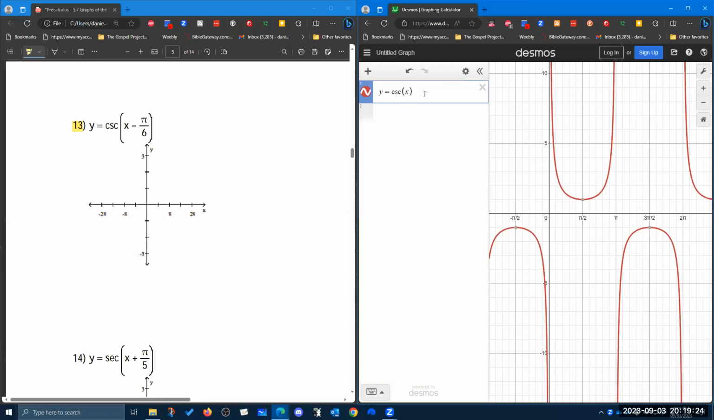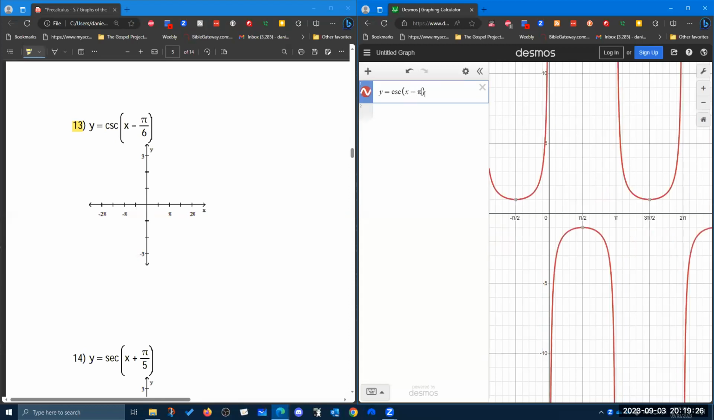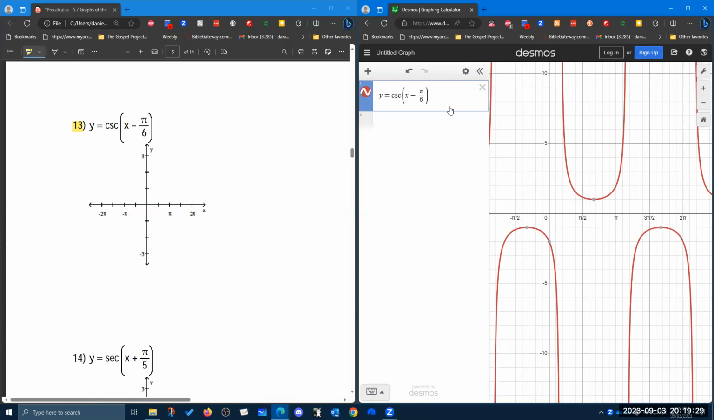But let's look first at this horizontal transformation of pi over 6 to the right. And there it is. Our points have shifted by pi over 6. Our asymptotes have shifted by pi over 6. So instead of our asymptote being at 0, it's at pi over 6. And then our next one is at 7 pi over 6, and then 13 pi over 6, and so on.